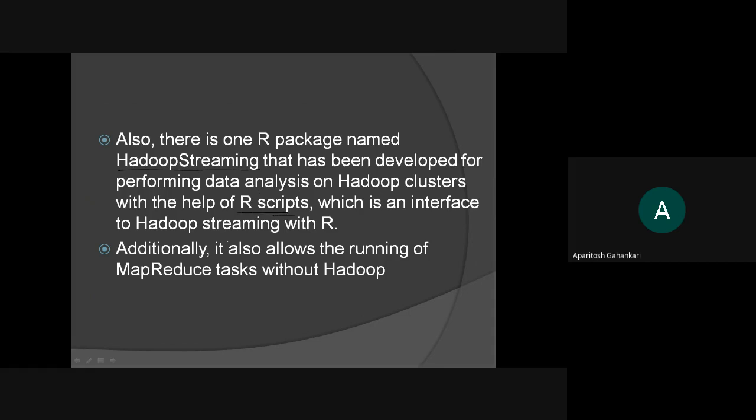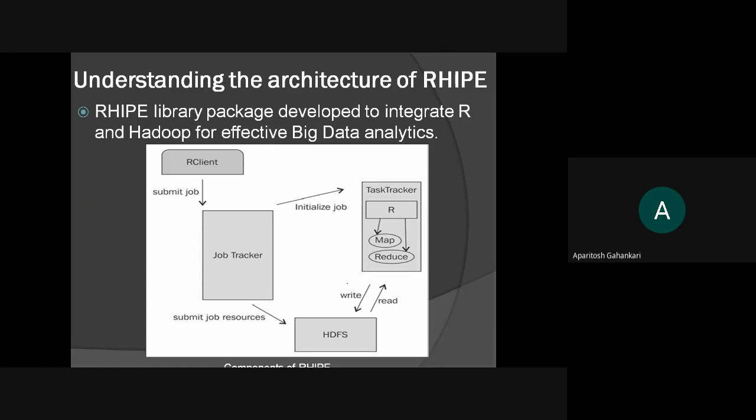Okay, so this is also available. Additionally, it also allows running MapReduce tasks without Hadoop. Okay, so that thing is also available. Now the last point is understanding the architecture of this RHIPE.